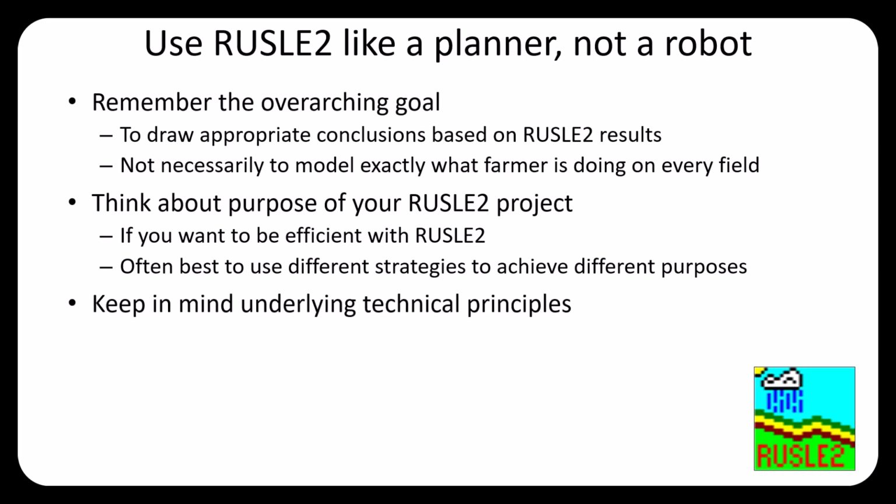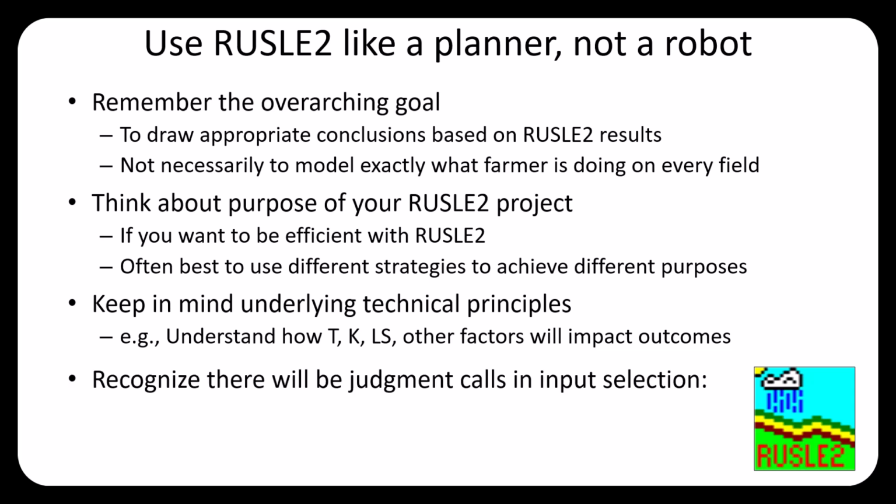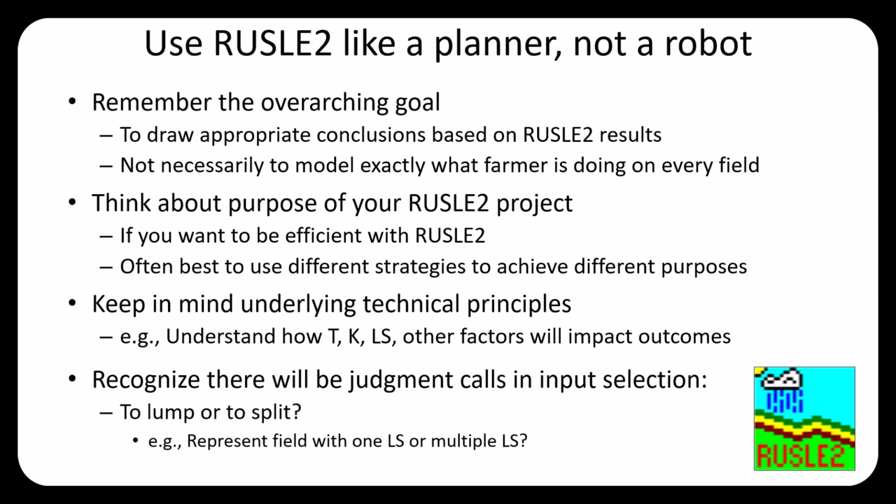Try to keep in mind underlying technical principles. For example, if you understand and can think about how T factors, K factors, LS, and other factors will impact your outcomes, it can really help you in selecting your inputs for most efficient use of RUSLE2. And then finally, recognize that there will be judgment calls in your input selection. For example, one common dilemma you'll face is whether to lump or to split. If you have a field with variable topography, should you represent that with one LS input or multiple LS inputs?